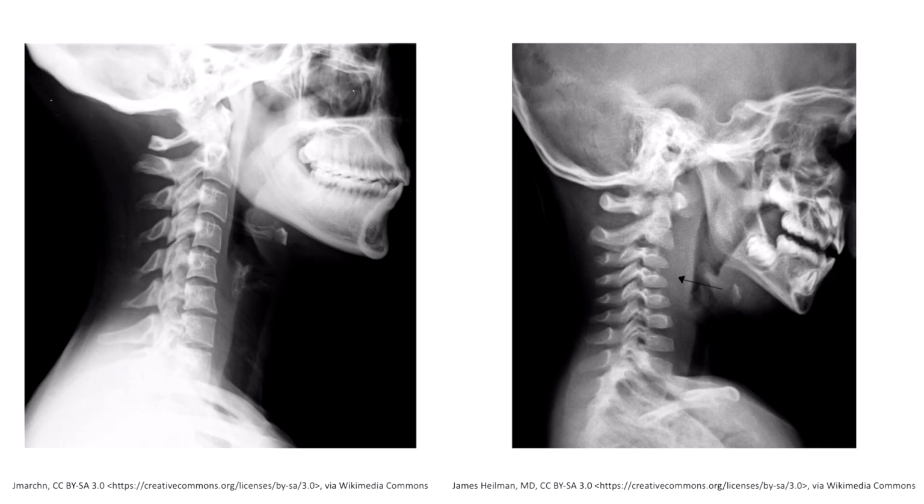Here are 2 lateral neck X-rays shown side by side to illustrate the typical X-ray appearance of a retropharyngeal abscess. Take a look at the prevertebral tissue on both X-rays. Normally, prevertebral soft tissue space should be narrower than the vertebral bodies, as can be seen in this patient on the left that does not have an infection in the retropharyngeal space.